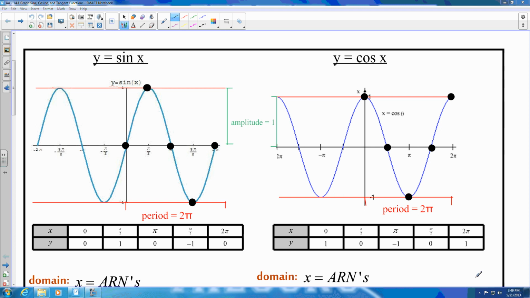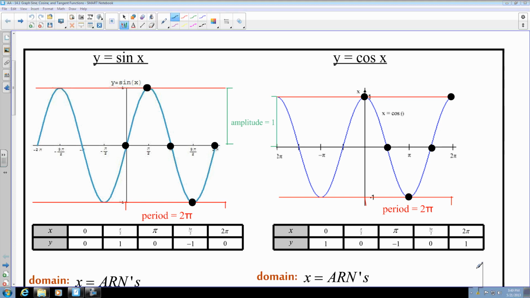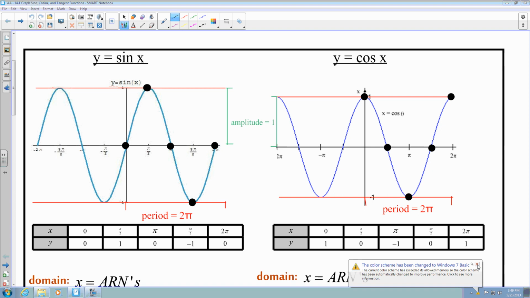And when graphing these things, we're looking for several different points that are going to help us determine how to graph each function specifically. One of the things that we're going to look for is what is called the amplitude.